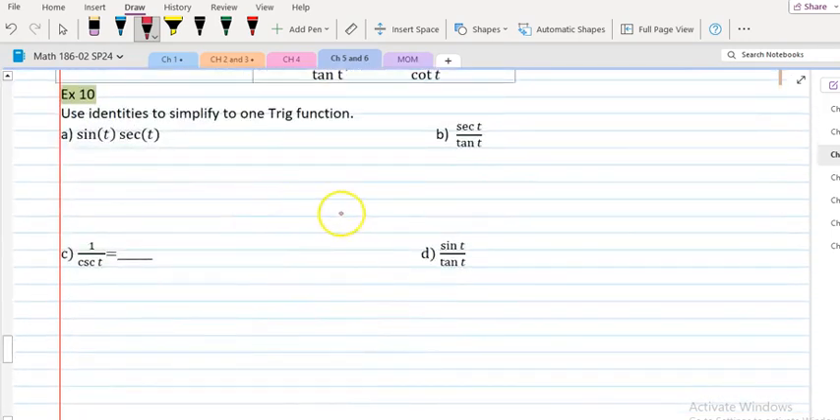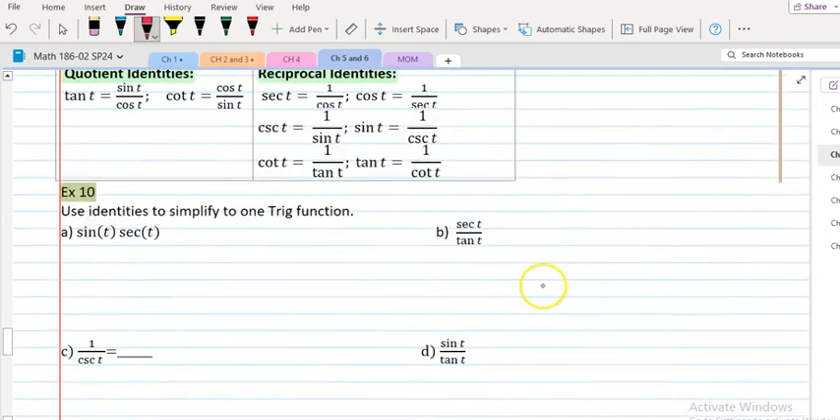So we have a few simplifications. You can see that although they are separate functions, they're so interrelated that we can simplify. For example, sine t times secant t. I would just write sine t, and secant is 1 over cosine t. That means it's equal to sine t over cosine t. Can I write it as one trig function? That is actually tangent t.